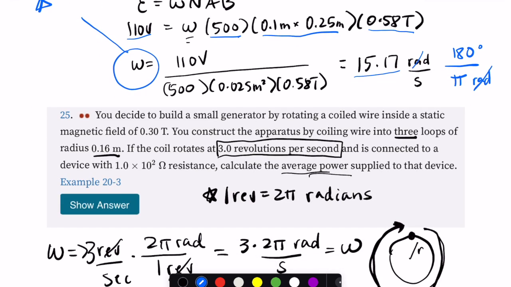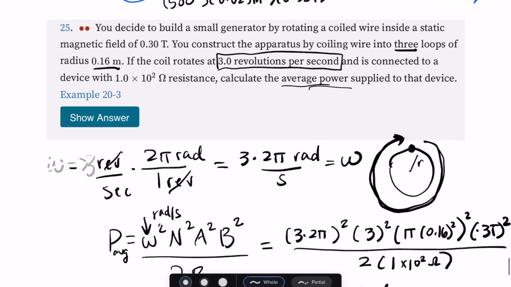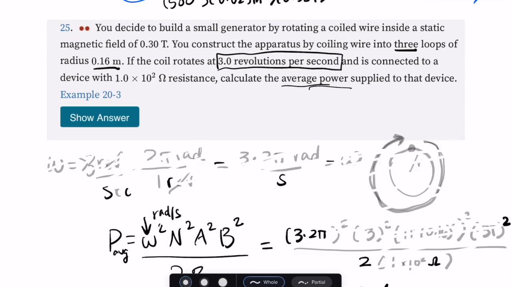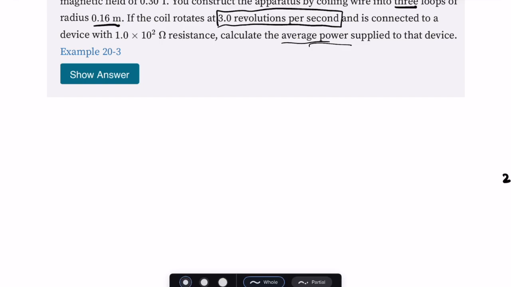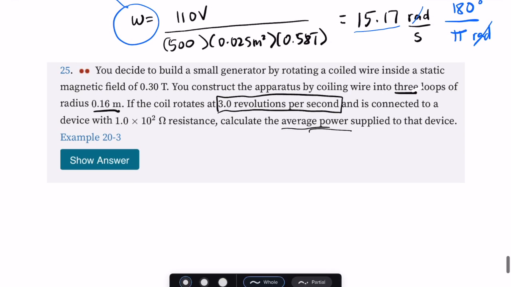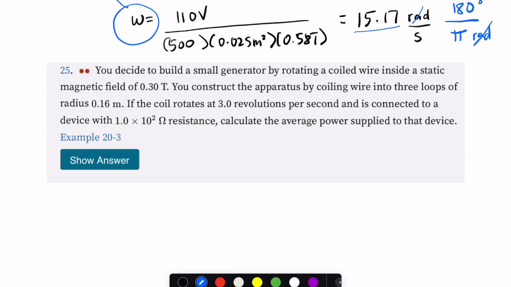Okay, so let me erase this stuff real quick. This one's going to involve some unit conversion stuff that I was just talking about. That's probably going to be the most difficult part here, the unit conversion into rotational units, like revolutions and radians and degrees. So let's say that we decide to build a small generator by rotating a coiled wire inside of a static magnetic field of 0.3 Tesla. Static is another word for constant. We construct the apparatus by coiling the wire into 3 loops of radius 0.16 meters.